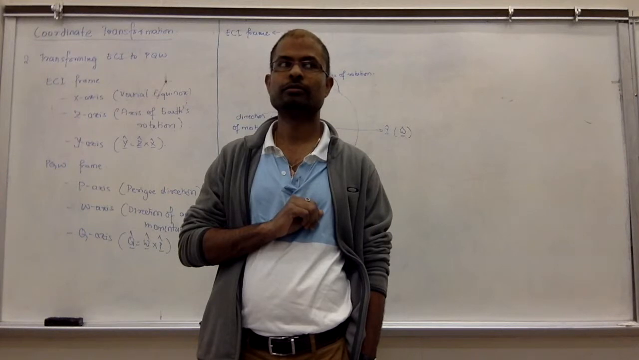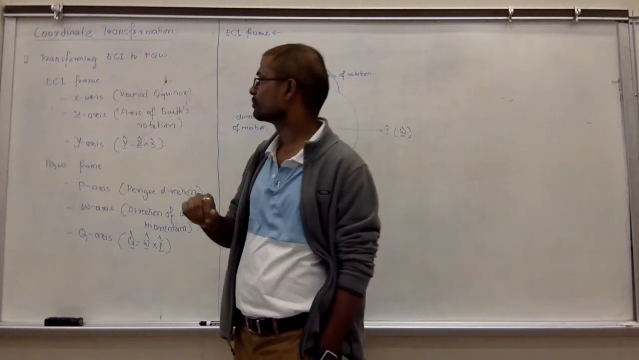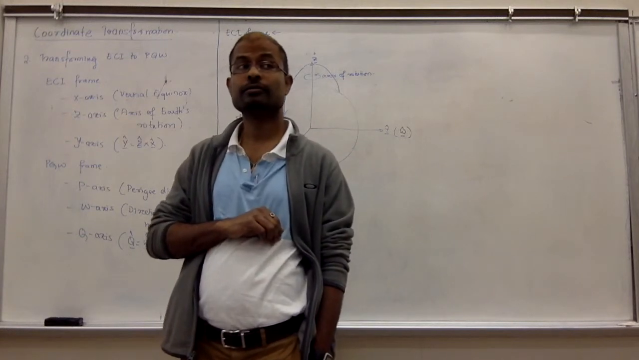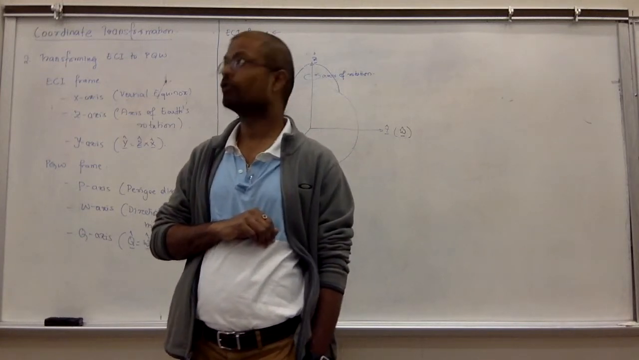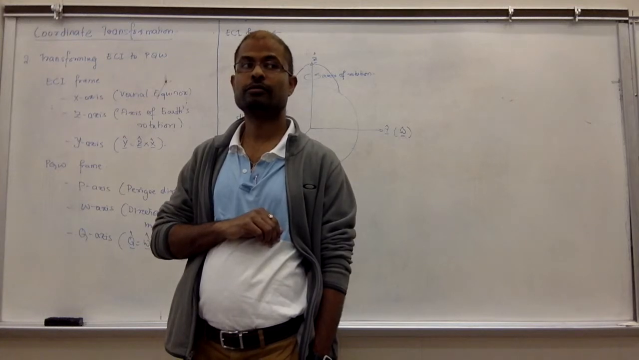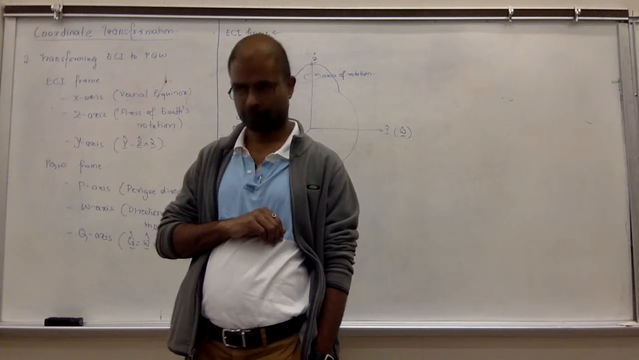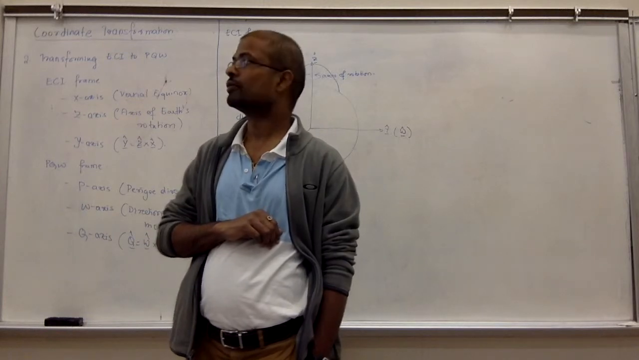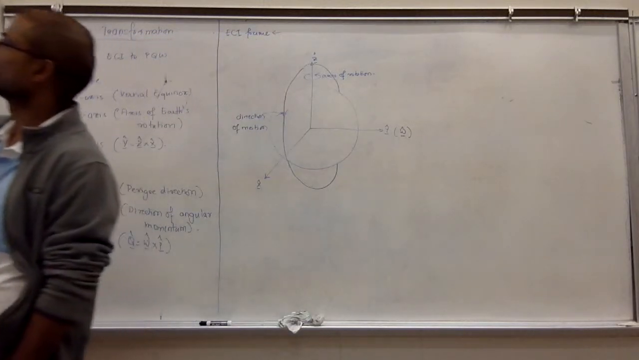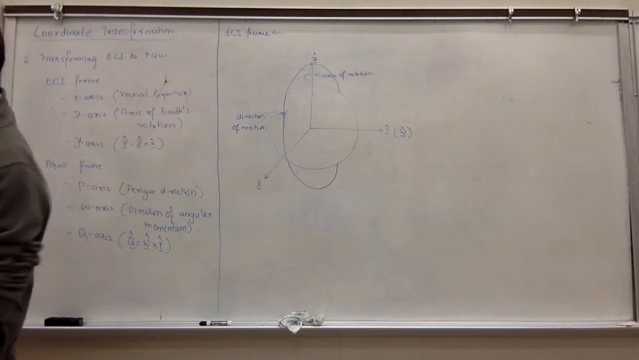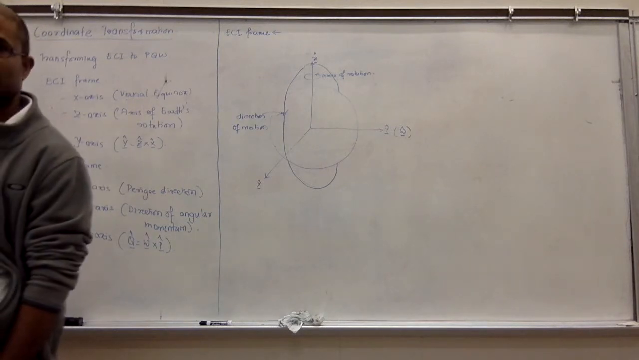So the x-axis will be coming out of the screen. The z-axis will be going through the satellite, and the y-axis is z cross x. So the y-axis is in this plane. You see this plane is the YZ plane. You see it?